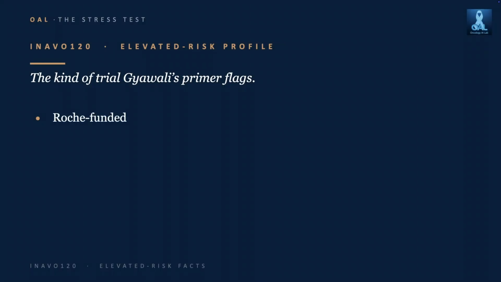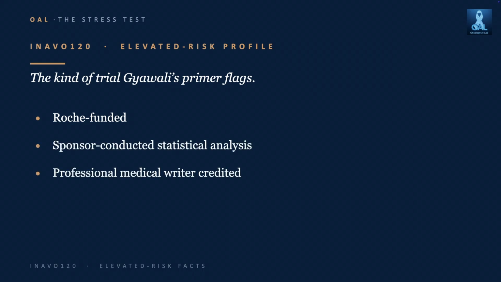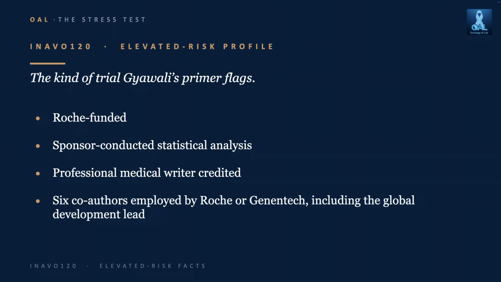Roche funded, the sponsor conducted the statistical analysis, a professional medical writer was used, and 6 co-authors are employed by Roche or Genentech, including the trial's global development lead. The disclosure forms run 52 pages. I asked OpenEvidence about the disclosure layer: funding, medical writer, first author conflict, independence of the analysis, where the information lives, and whether OpenEvidence has direct access to the disclosure forms.